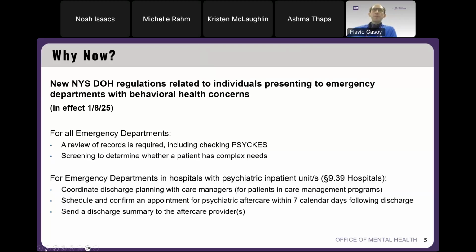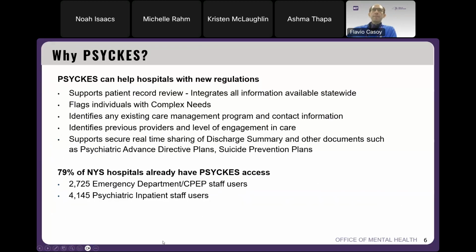Thank you, Flavio. So that leads really well into the next slide, right? So how PSYCKES is helping with these new regulations. We're able to support patient record review by integrating all different sorts of data that's available across the state for a single individual. We're able to flag those individuals that meet that complex needs criteria, as well as identifying any existing care management or outpatient provider services, as well as the level of engagement in that care. And then also the ability to securely share information like a discharge summary or other documents, which can be uploaded directly into a client's clinical summary.